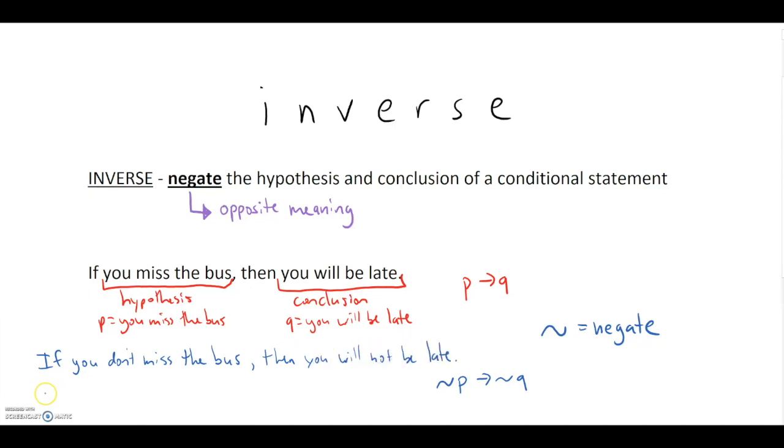When you deal with negation, though, you reach some issues. So another way you might be able to say the same statement, instead of saying you don't miss the bus, you might think, if you catch the bus. And instead of saying, then you will not be late, some of us might prefer to say, then you will be on time. And notice how both statements are opposite in meaning to the original. Both say the same thing, just with different words.